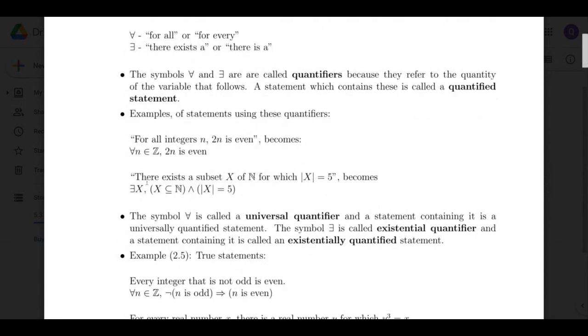See the second example: there exists a subset x of N, and remember this N means natural numbers or counting numbers, 1, 2, 3, and so on, for which the absolute value of x equals 5. So this becomes there is an x, and such x is, okay, this is a subset. This x is a capital letter, so it's a subset. So there is a subset x of natural numbers, and we want to add the condition, so we would write and the absolute value of this set equals 5.